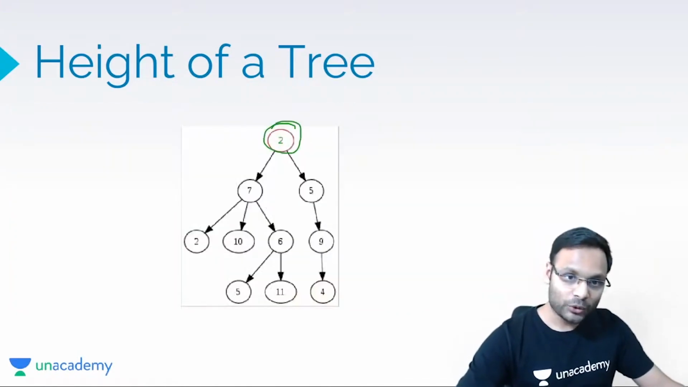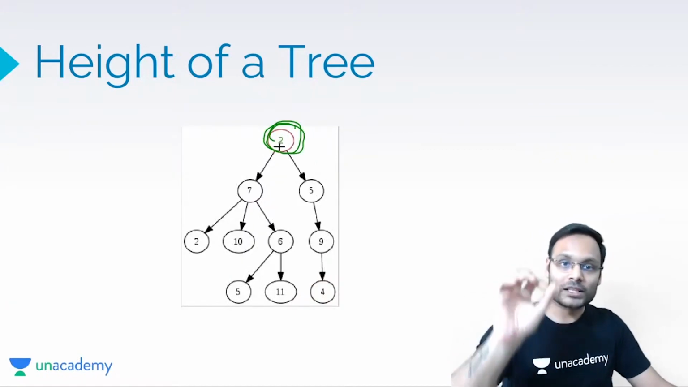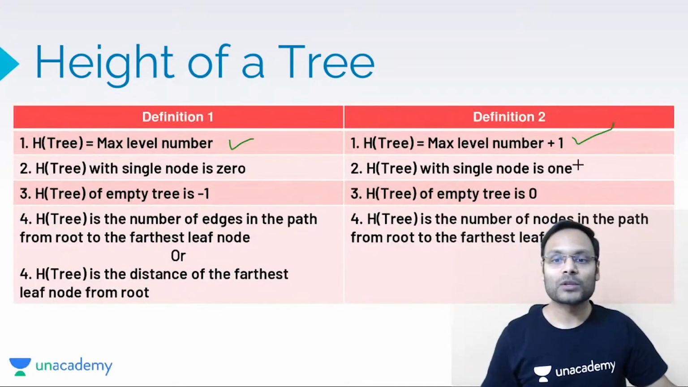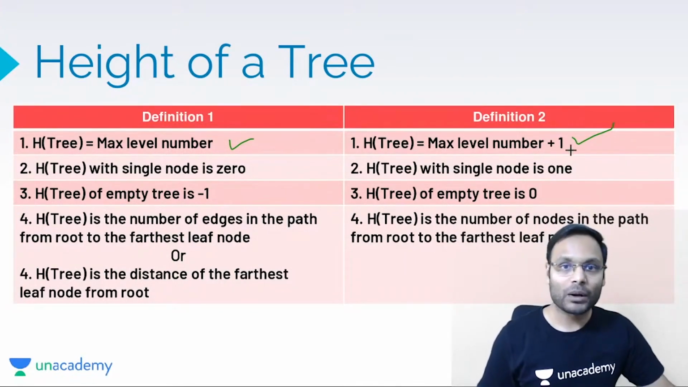Suppose you have a single node, how many levels do you have? 0. So, single node height 0. In the other definition, single node height is 0 plus 1, that is 1. Maximum level number plus 1.